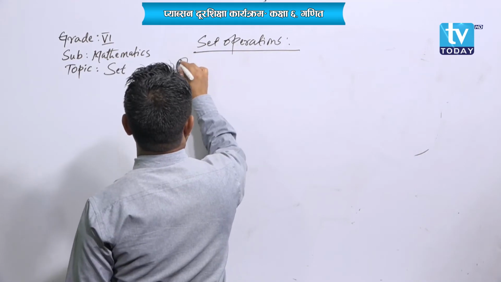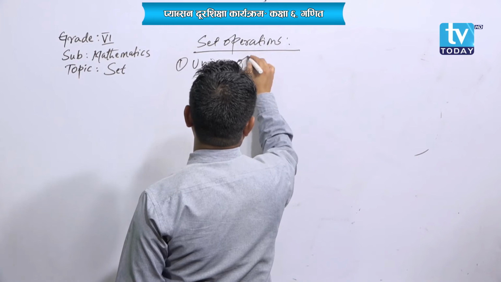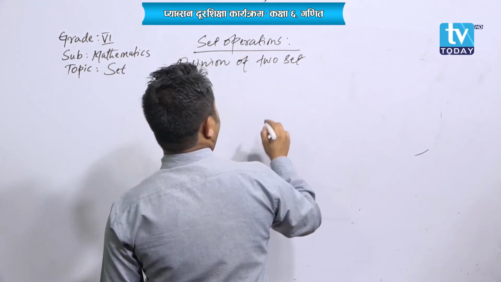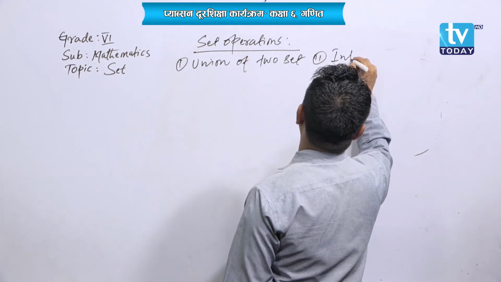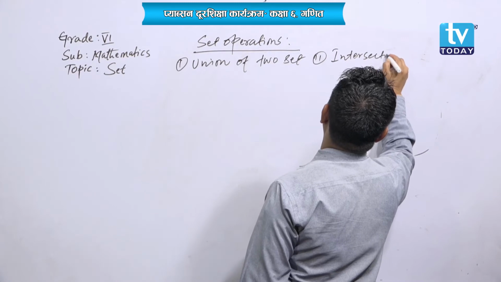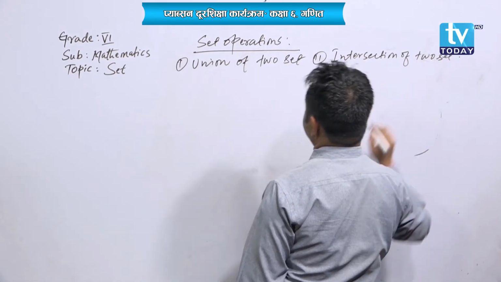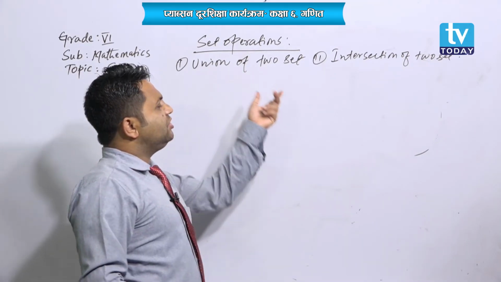First, union of two sets, and number 2, intersection of two sets. Alright. Now let me discuss both in detail.